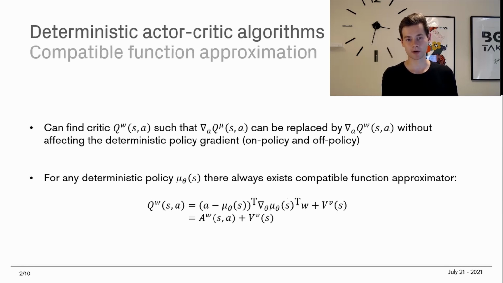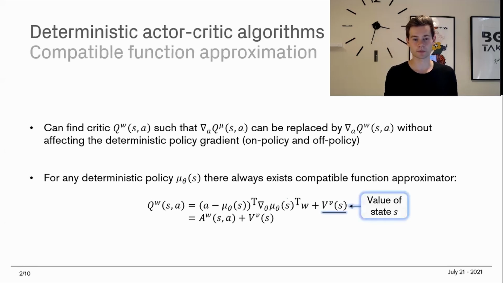They can be found in the paper, but generally, under some reasonable conditions on various input functions, this sort of relationship exists. And for any deterministic policy in particular, there always exists a compatible function approximator of the form that we can see at the bottom. On the very right-hand side, we can see a V function that only depends on s, and that is interpreted as the value of the state s.